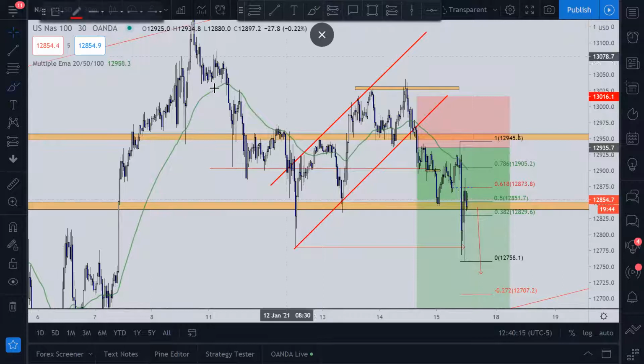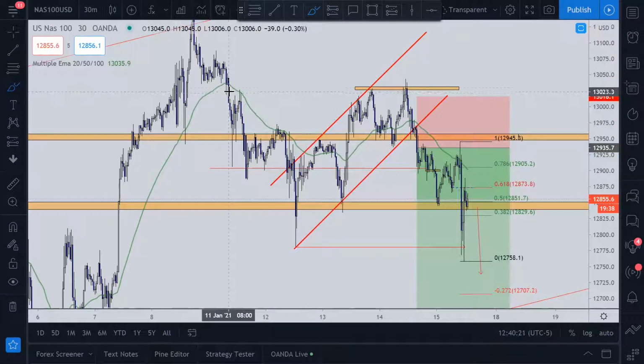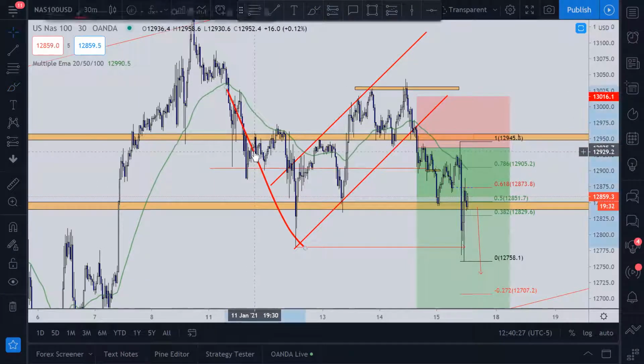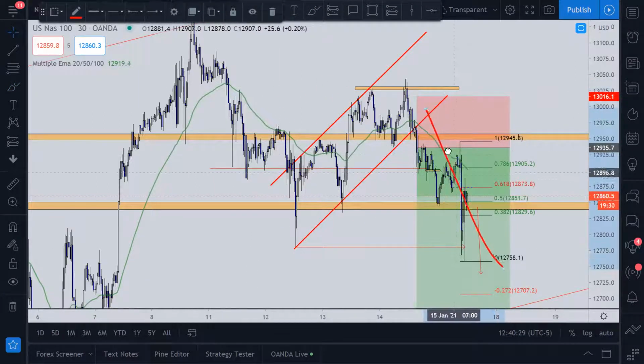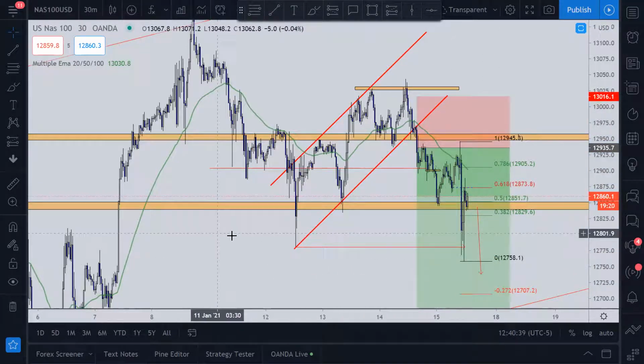Why don't I draw it instead of pointing? The distance from here. It's early, I'm sorry. The distance from here to here shows itself over here. And we can see that's exactly what happened. All right, score one for your boy.